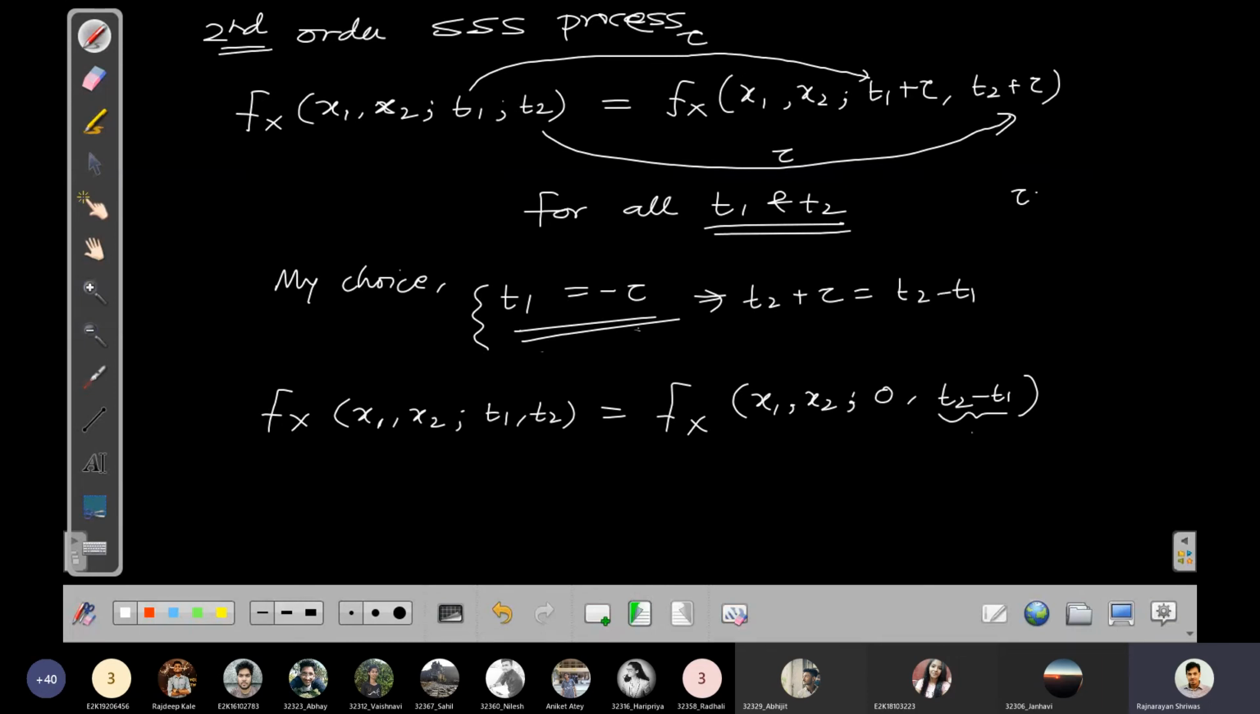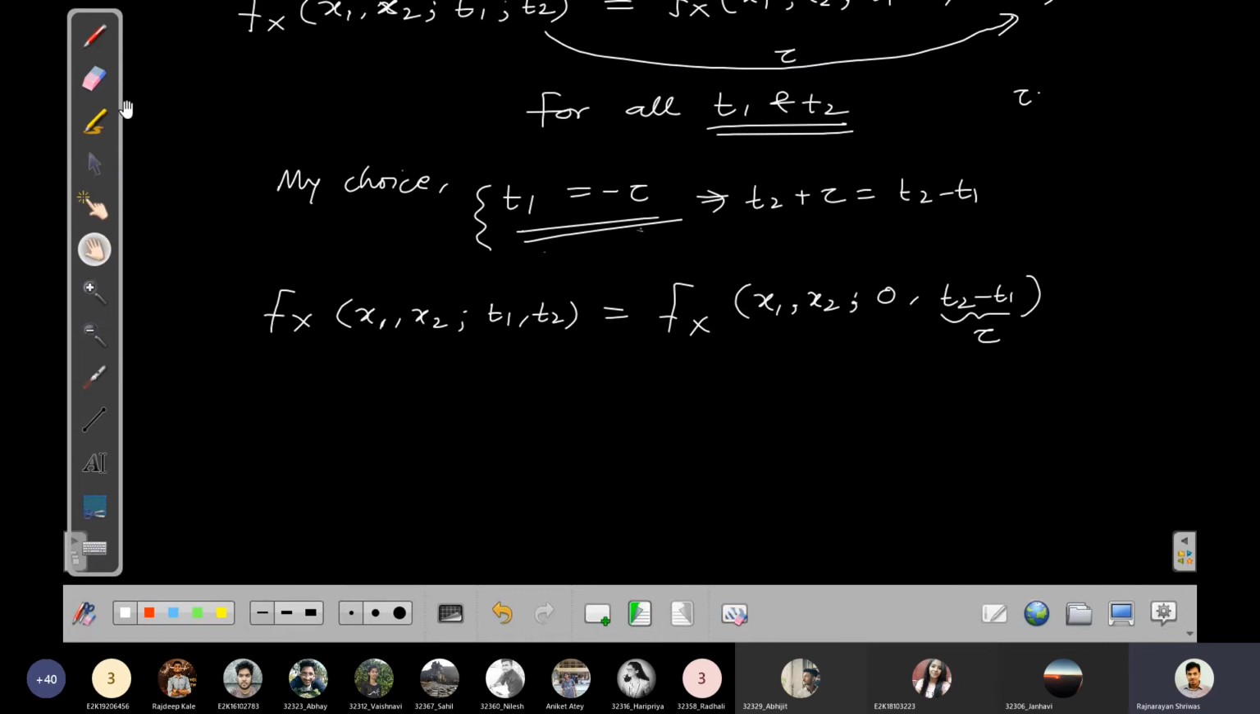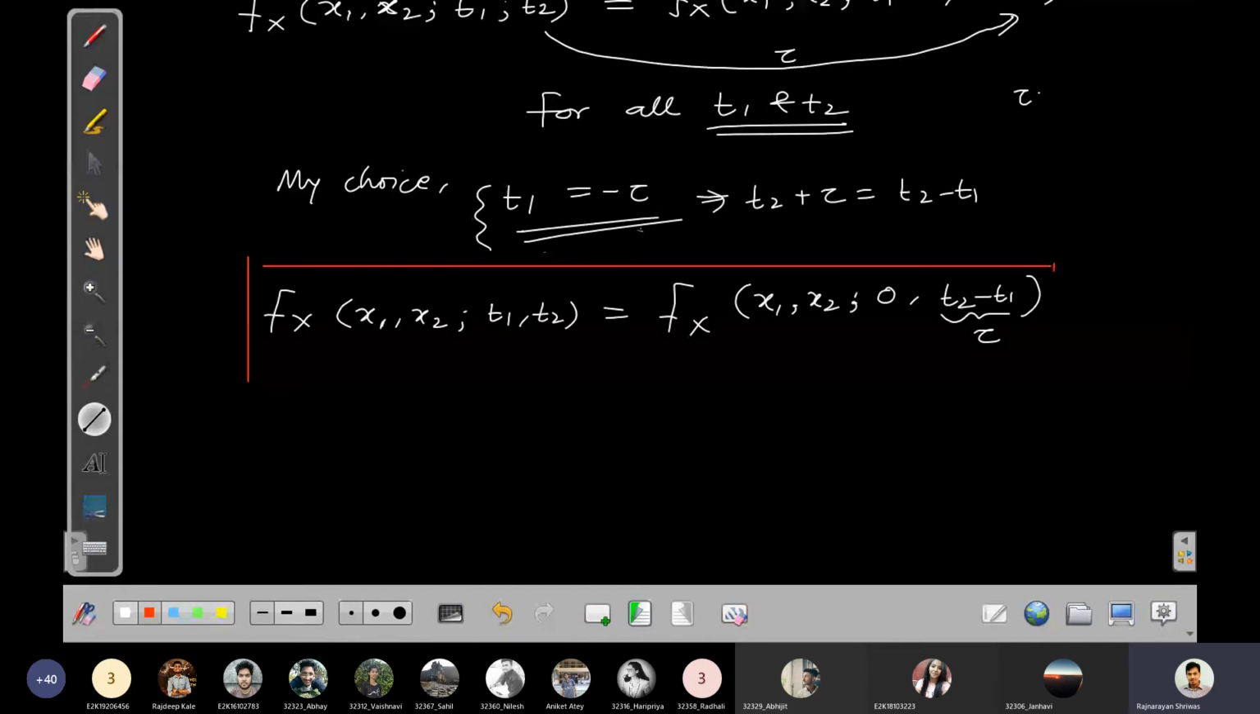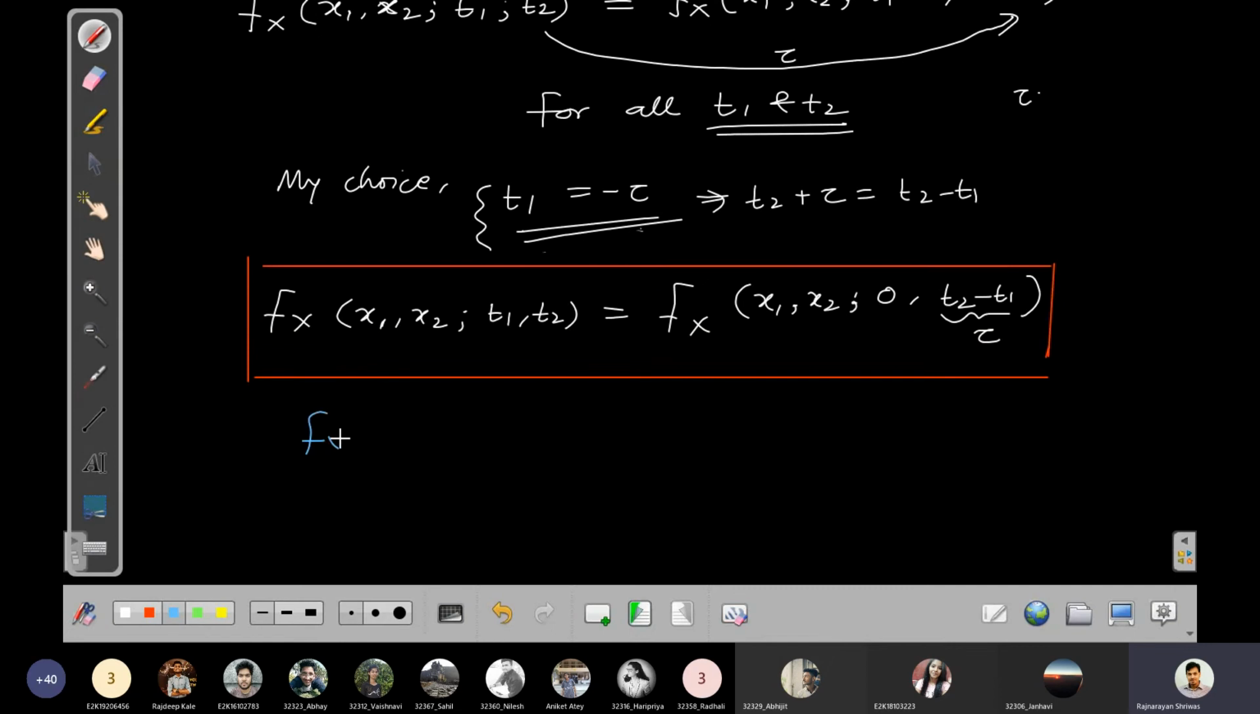So it will only depend on tau. I'm not doing anything extra, this is what I need to prove. This second order PDF only depends on the time difference. So you can see this joint PDF f_X(x1, x2; t1, t2) is not dependent on t1 and t2 individually, but it depends on what?